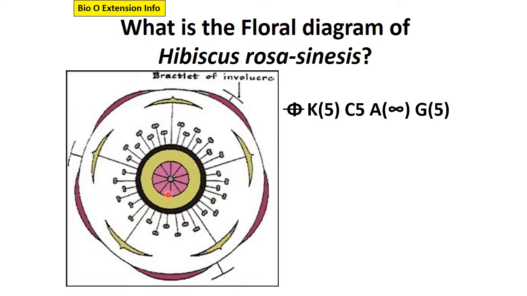You can see altogether 2, 4, 6, 8, 10. There are 10 chambers within the ovary. So this is one example of how to construct the floral diagram.